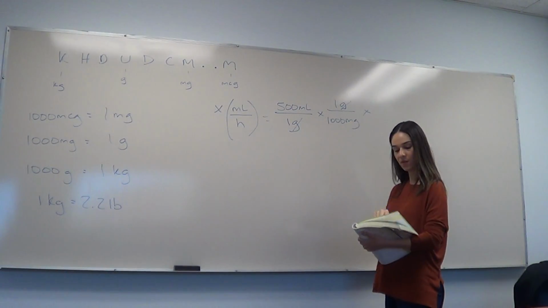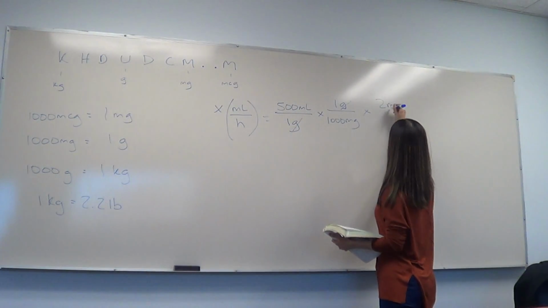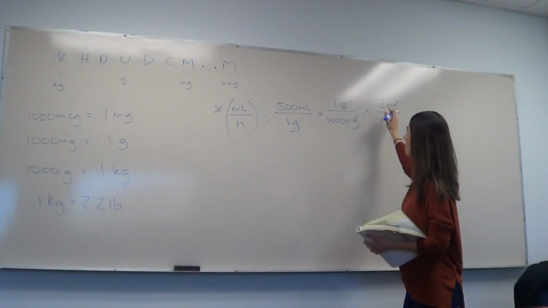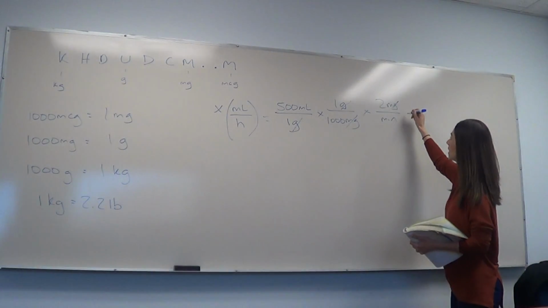So we do have information with milligrams in it. It says 2 milligrams per minute. Your milligrams can cross off because it's on the top and the bottom. And we're looking for mL per hour. It's still mL per minute. We need to get rid of these minutes.